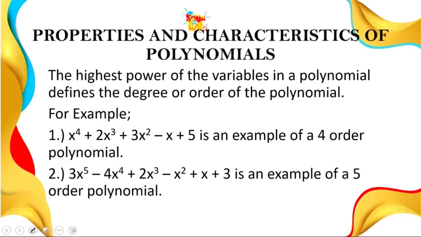Now, properties and characteristics of polynomials. The highest power of the variables in a polynomial defines the degree or order of the polynomial. For example, when we have x raised to the power 4 plus 2x raised to the power 3 plus 3x raised to the power 2 minus x plus 5. This is an example of a 4-order polynomial, since we're having the powers as 4, 3, 2, 1, 0.